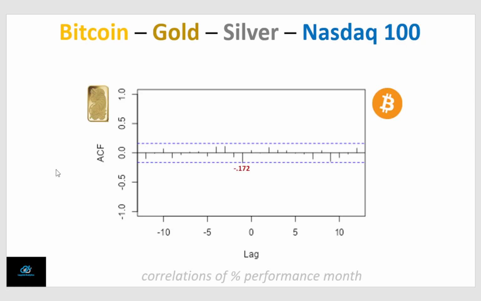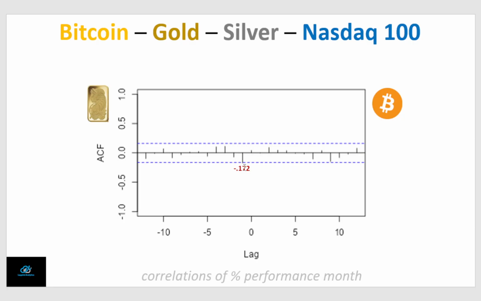What do we find for gold and Bitcoin? We already saw that the lag zero correlation between gold and Bitcoin was not substantial, not even worth a mention. I think it's close to zero.